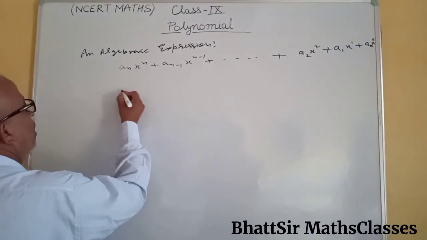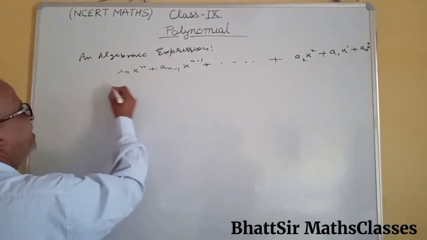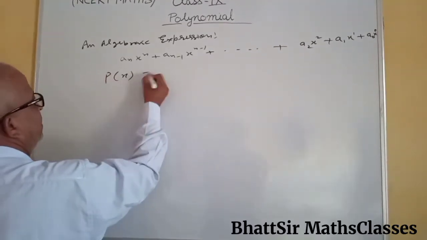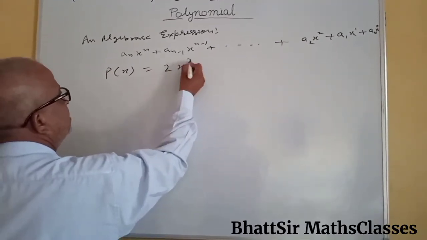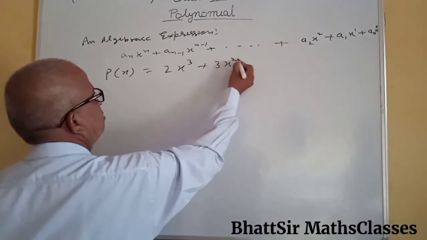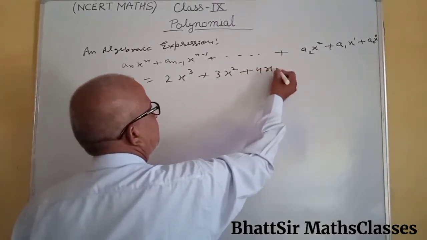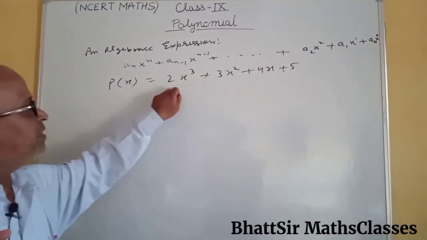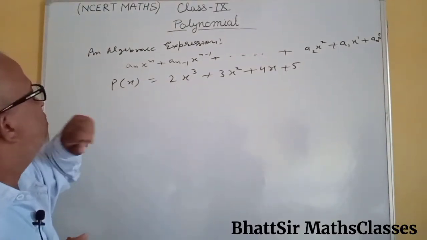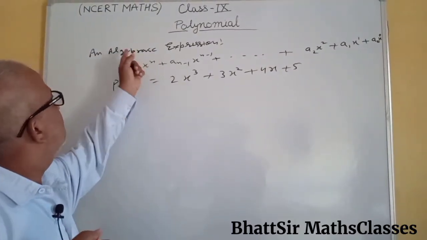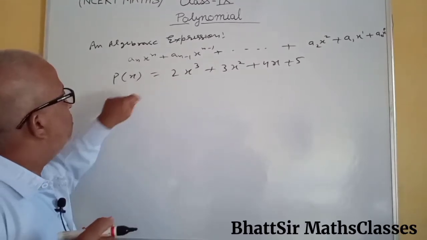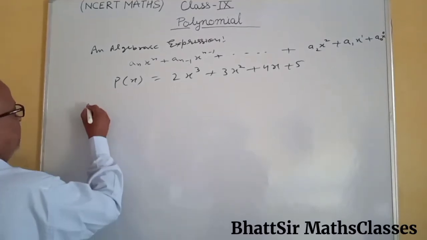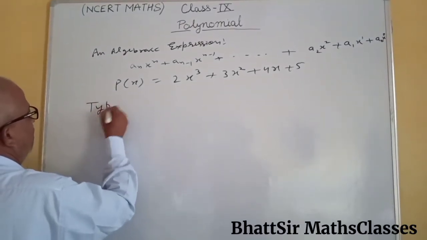So in this algebraic expression defined by p(x), it means 2x cube plus 3x square plus 4x plus 5. This is the same expression, but in the case of a polynomial this expression is denoted by p(x), so it is a polynomial.